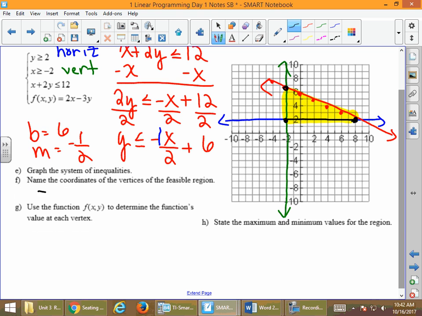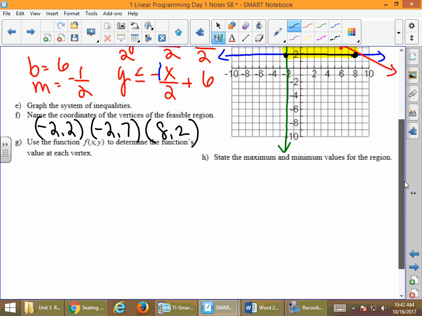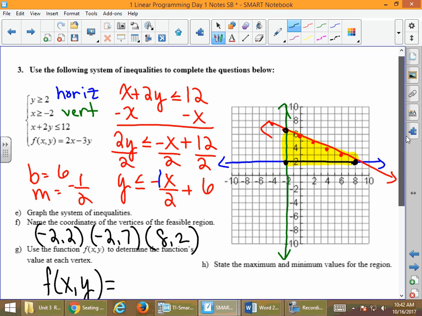Our -2, 2. And can you help me out? -2, 7. And I think 8, 2. And we're going to take those values and we're going to put them back into the function f of x, y equals 2x minus 3y.